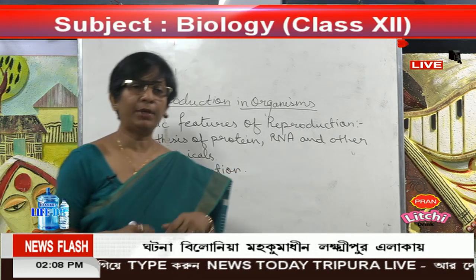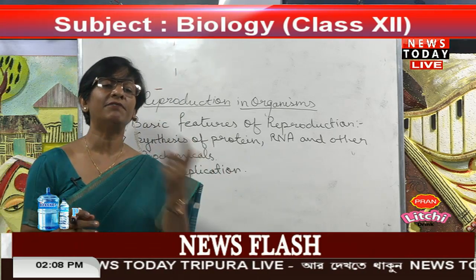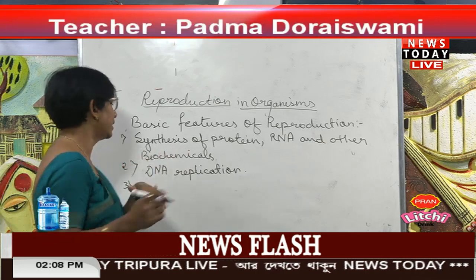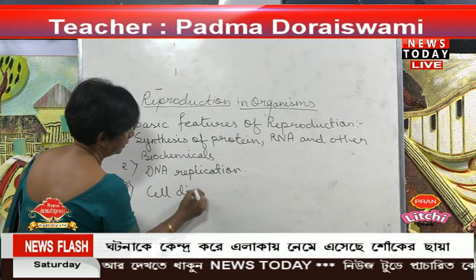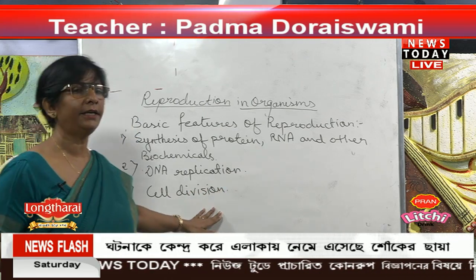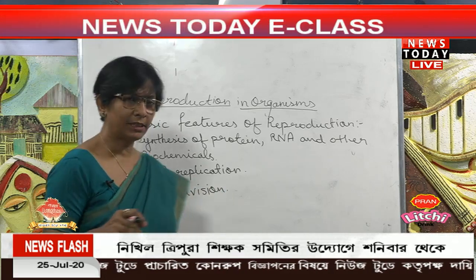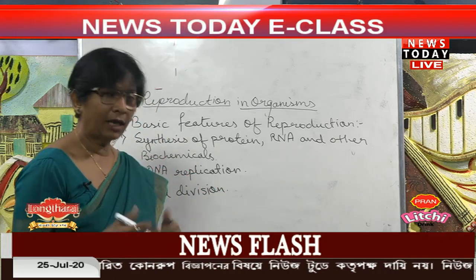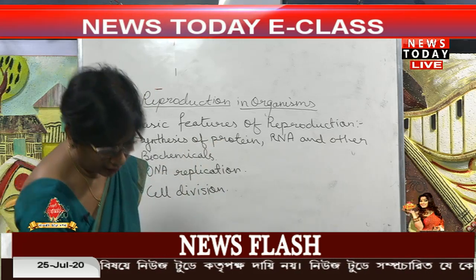If DNA replication is there, what will happen? Then the cell division will take place. That means the cells are dividing. That's why multicellular organisms are formed. Otherwise, other new organisms are formed.